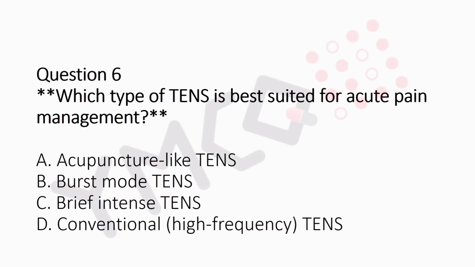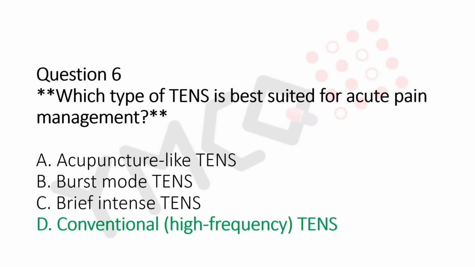Which type of TENS is best suited for acute pain management? Option A, acupuncture-like TENS. Option B, burst mode TENS. Option C, brief intense TENS. Option D, conventional TENS. And the answer is option D, conventional TENS. Now let's move to question number 7.